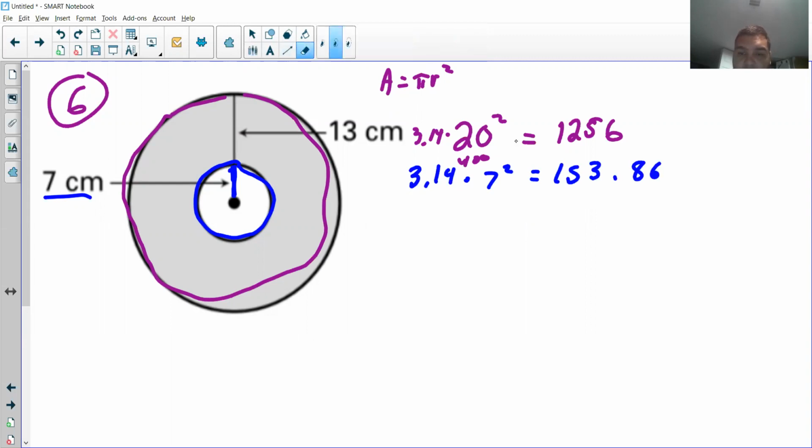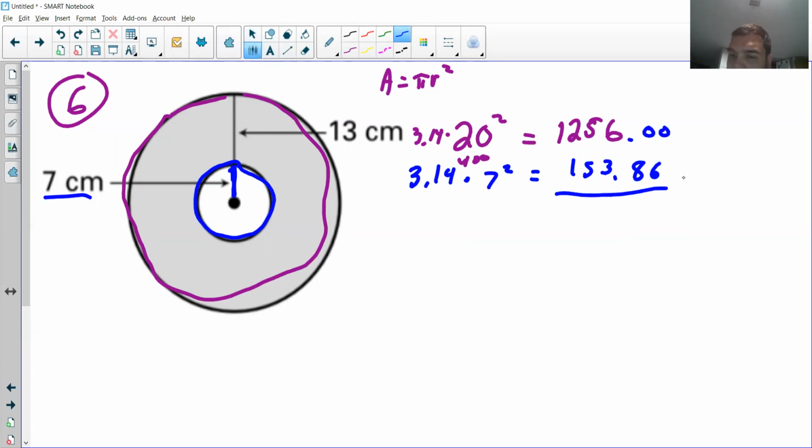153.86. I'm going to line that up so it looks a little bit neater. I'm going to put 0.00 here if you're going to subtract it by hand, but since you've been using a calculator the whole time, there's no shame in using a calculator. So I'm going to use a calculator to subtract that to get my final answer. And that answer is going to be 1102.14.